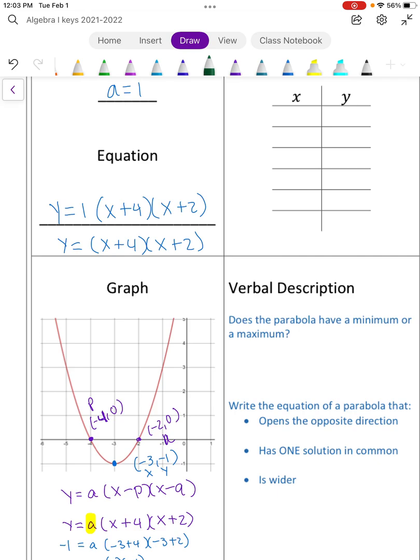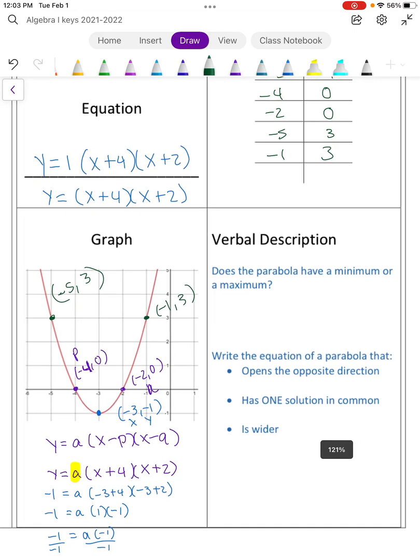Now for our table, we can also just look at our graph to fill that out. We've got our vertex -3, -1, and we've got our x-intercepts -4, 0, and -2, 0. And then here's another point, -5, 3. And then its symmetric point over here is -1, 3. And there's our table. Remember, you always want at least 5 points.